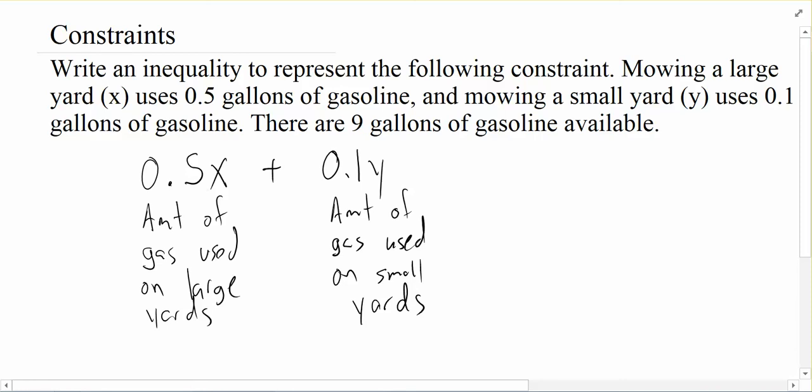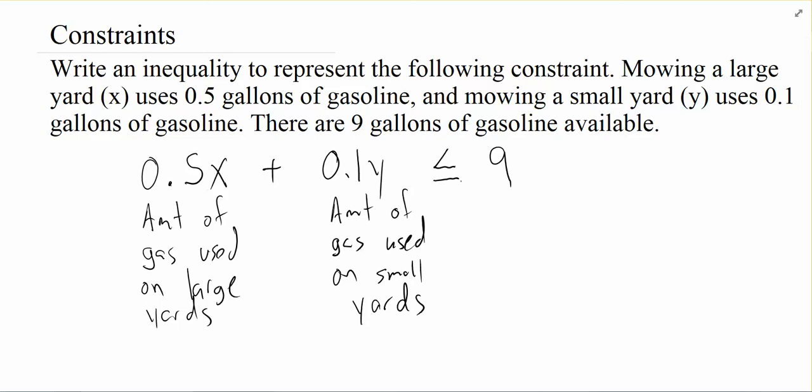Now, we only have 9 gallons total. So if I said equals 9, then this would be an equation in which we use every last drop of gasoline. But we want to create an inequality to say, well, we don't have to use every drop of gasoline. It would be okay if we use less than that. So to create an inequality here, we want to say the total amount of gasoline needs to be less than or equal to 9.